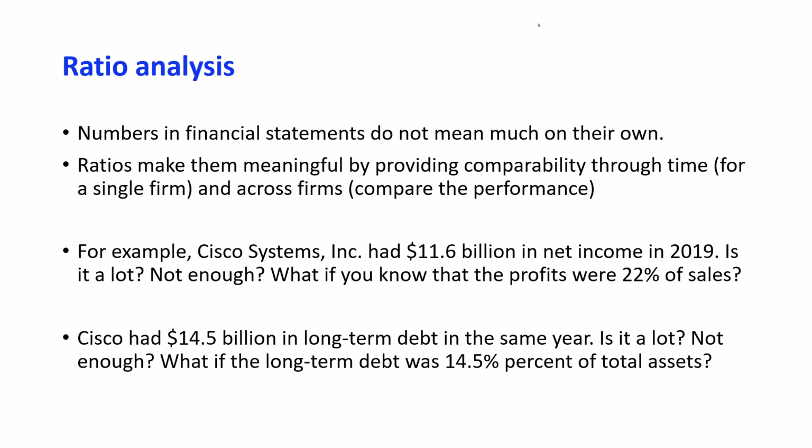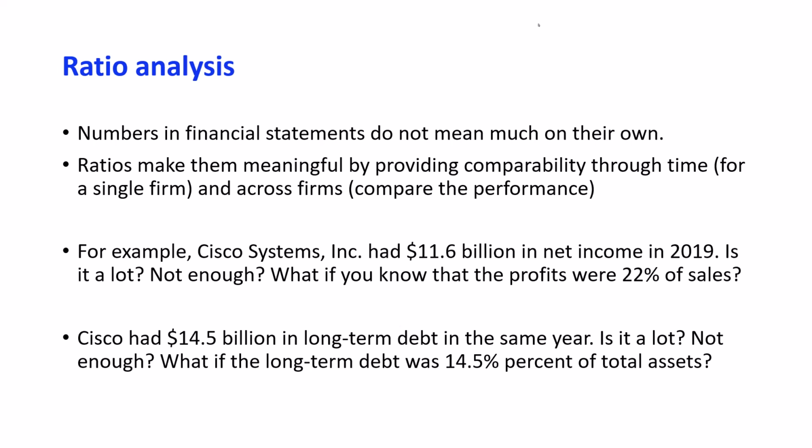When you look at the income statement or balance sheet of a company, you see dollar amounts, and those numbers in financial statements do not mean much on their own, especially if you're comparing firms of different sizes or firms in different industries. Ratios make them meaningful by providing comparability through time for a single firm or across firms.